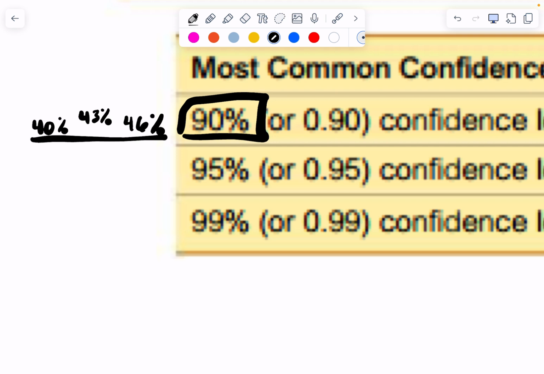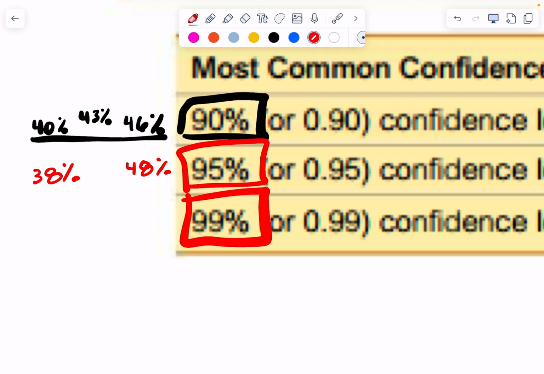Okay? If I want to be more confident that my range is correct, make a bigger range. So let's go, 30 and 60. Let's go a little bit smaller than that. Let's go like 38 to 48%. Okay? Now, I'm 95% confident. I'm more confident, but my target is bigger, right? Now, let's say I want to be 99% confident. I'm going to make my target even bigger. So I'm going to go like 36% to 50%, right?